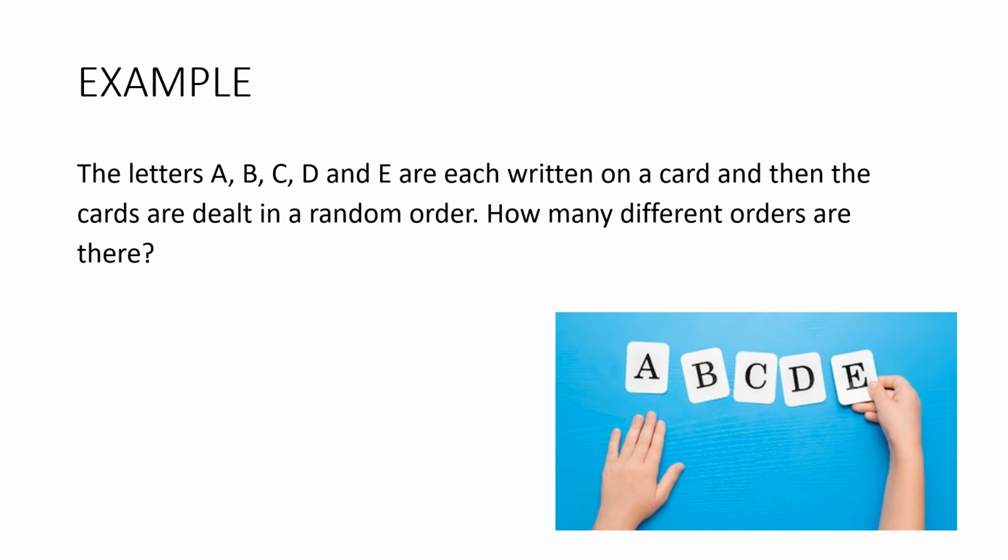Here's another example. The letters A, B, C, D, and E are each written on a card and then the cards are dealt in a random order. How many different orders are there? So this would be 5 factorial. When we put that in the calculator, we get 120.